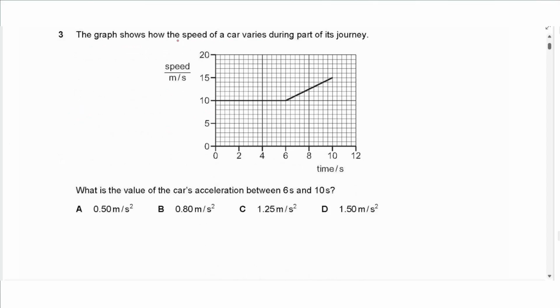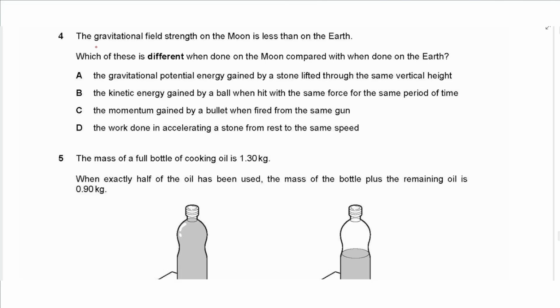Question 3 says the graph shows how the speed of a car varies during part of its journey. What is the value of the car's acceleration between 6 seconds and 10 seconds? So from here to here. And the acceleration is equal to the gradient of a speed-time graph. So we use these 2 points here with y2 equal to 15, y1 equals 10. So y2 minus y1 over x2 minus x1. We have 10 and 6, 10 minus 6. That would give an answer of 1.25 meters per second squared. So we choose C.